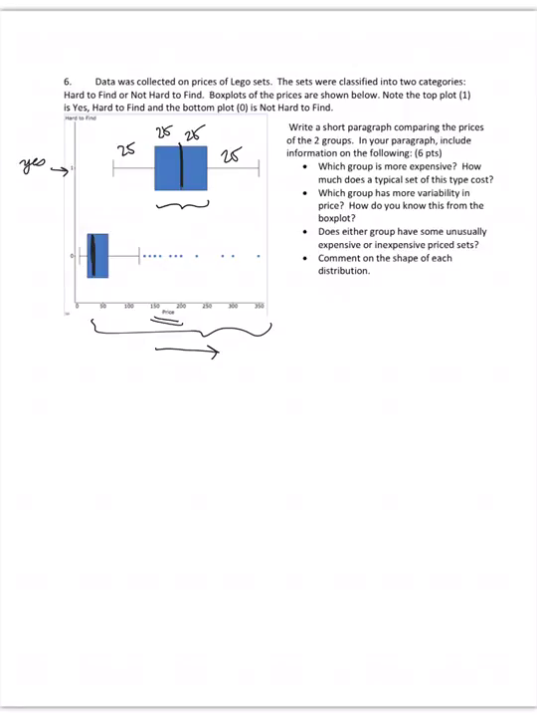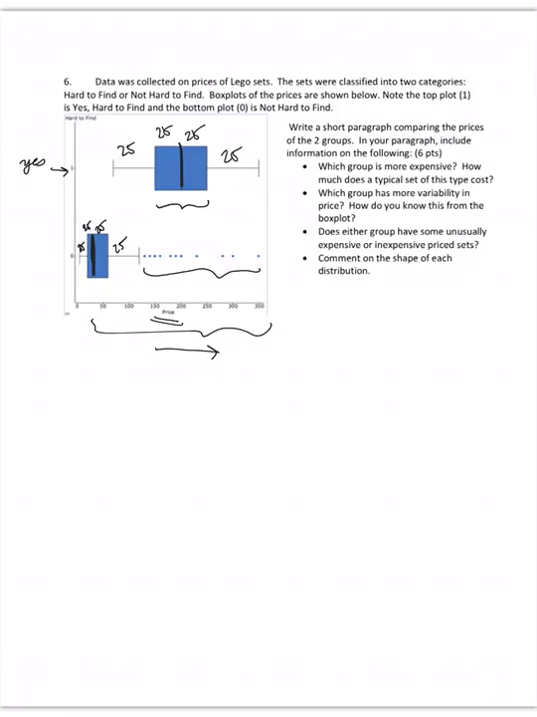But in here, 25% are in these little tiny pieces right here. I hope you can see that these sets are more squished together. And so this top one, the hard to find sets, have more variability in their prices than the not hard to find. These here are outliers, and so these are the unusually expensive sets in the not hard to find category.